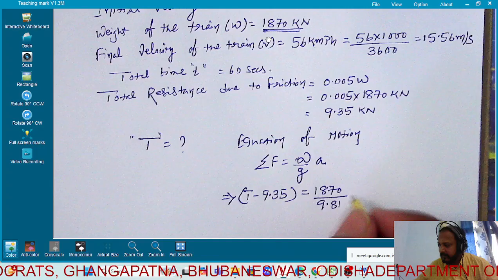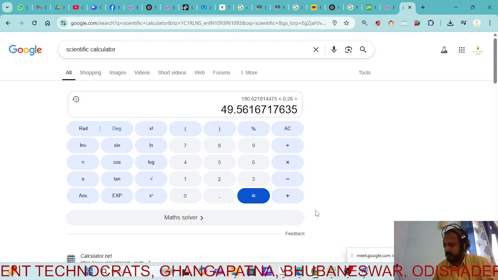Okay, 1870 divided by 9.81 into 58.91, that is 0.26. It is how much? 58.91. What is the unit? Kilonewton. Okay, so this is how we solve the problem of this equation of motion. I hope it is clear to you, all of you.